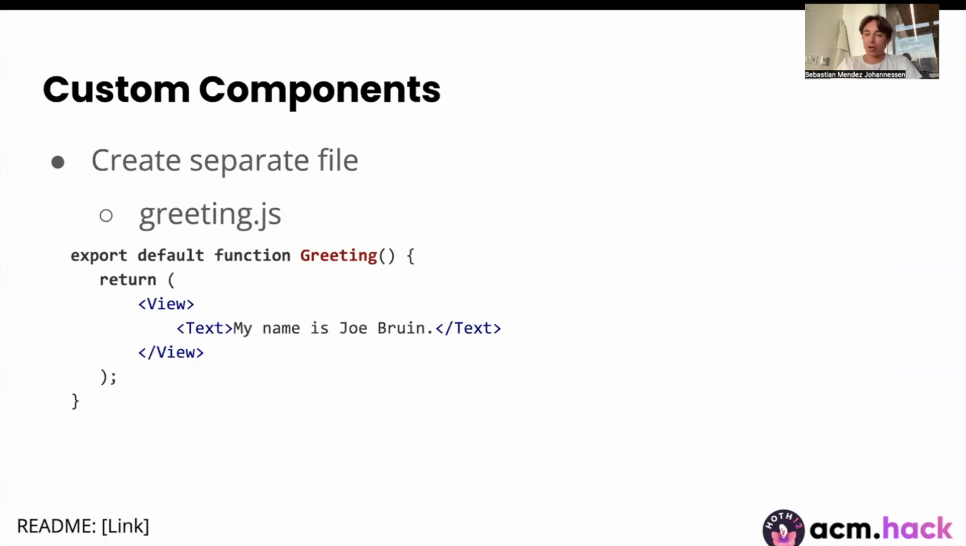So how would you go about making a custom component? Let's say we, for example, want to make a greeting component. You would then start by creating a separate file for your component. Let's just call it greeting.js in this instance. And in that file, you would make a function similarly to how you would do it in your main app file, and then write down whatever markup language you want.